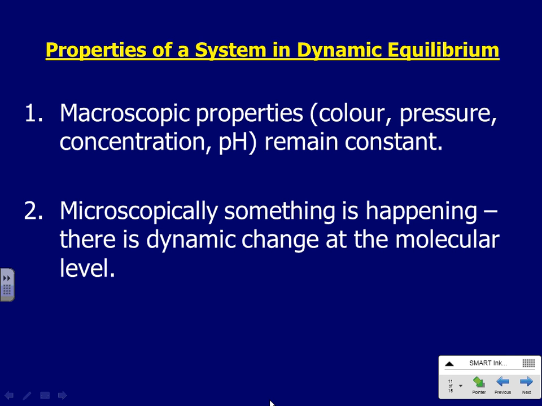So when a system has reached equilibrium, the macroscopic properties remain constant. Macroscopic is just what we can see with our eyes or what our measuring tools in the lab, like thermometers, etc., can measure. It appears to have stopped, but it hasn't. So when you look at an equilibrium system, it looks like it's just a stopped reaction, but in actual fact, it's still going.